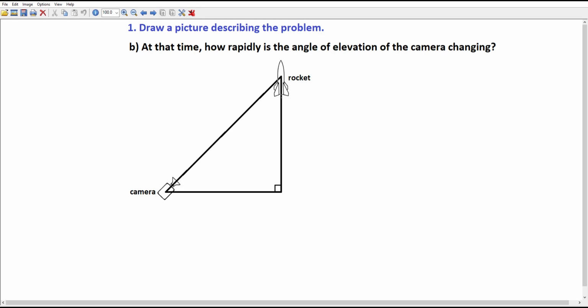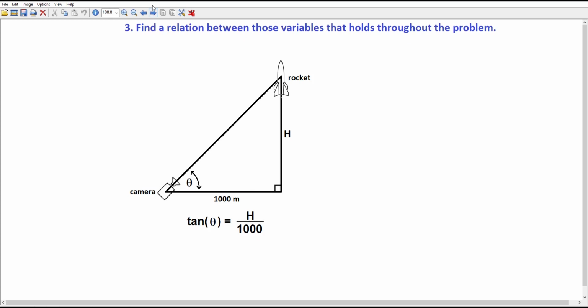And the difference in part B is what we care about now is how rapidly the angle of elevation of the camera changes. So we draw the same picture that we drew in part A, but the labels are going to be different. The base is still 1,000 meters. The height is still h, but now we don't care about the distance between the rocket and the camera. We care about the angle that the camera makes with the horizontal, and we use the variable theta to denote that angle.